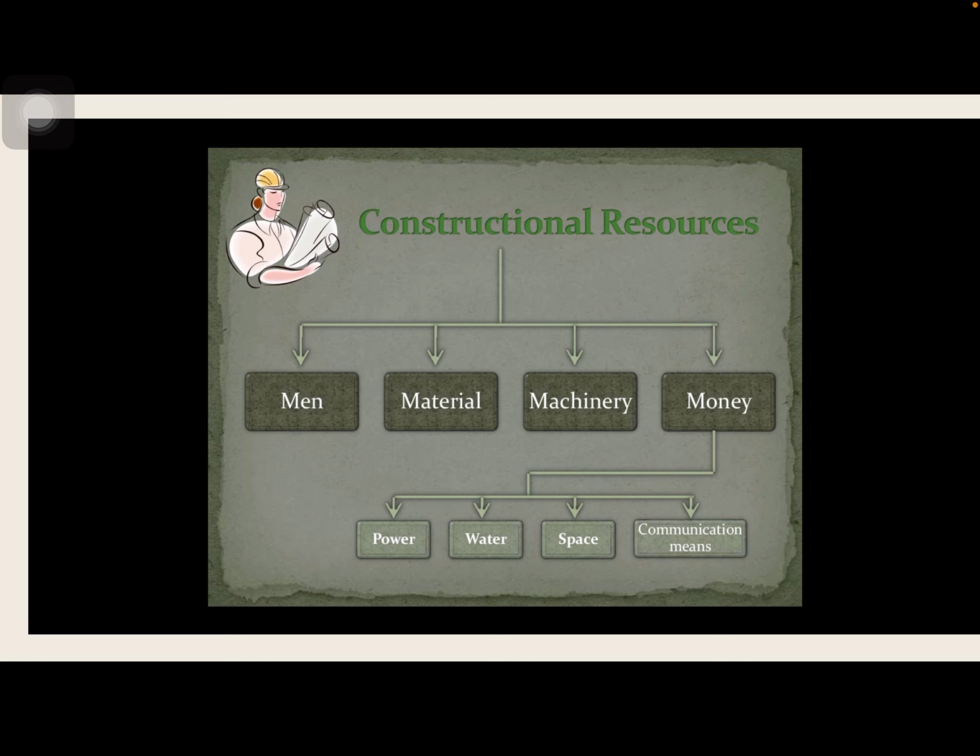There are many resources required in a construction project, such as men, material, machinery, and money. When it comes to men, we need both skilled and unskilled laborers working on the project, so that it is possible to ensure effectiveness in executing the required plan for the project.